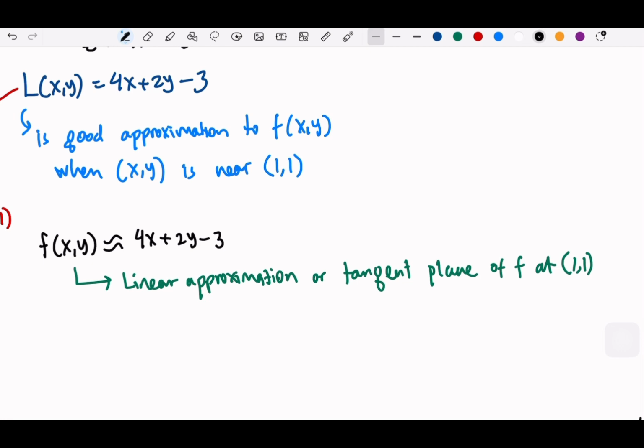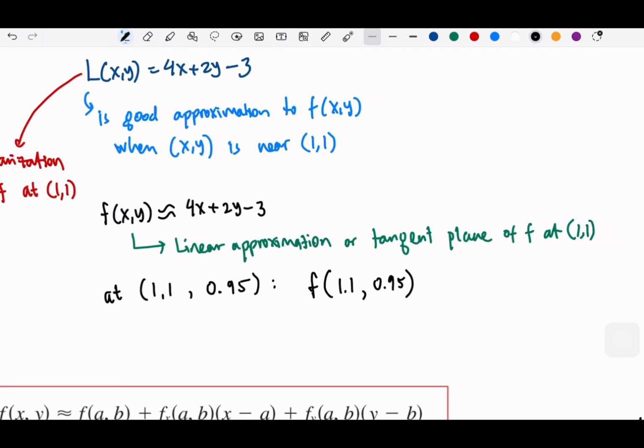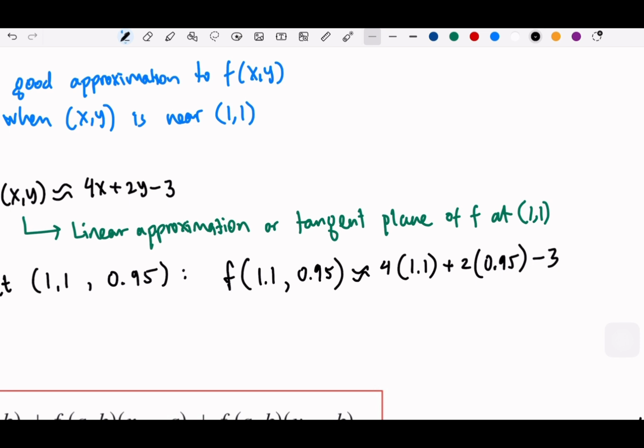So if we take some nearby points, for example, at (1.1, 0.95), our approximation will give you 4 multiplied by 1.1 plus 2 times 0.95 minus 3. And if you compute this, you will get the result 3.3.